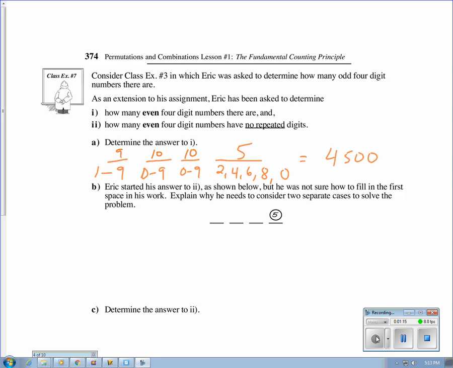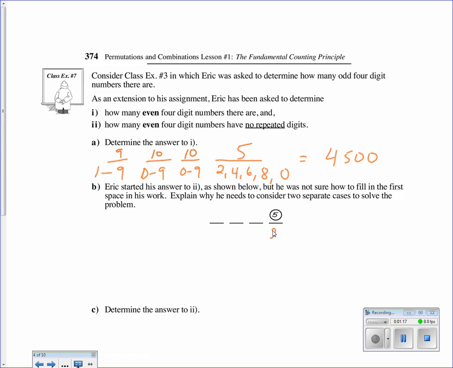But if I can have no repeated digits, what does that mean? That means that my end is still the same. I can have 2, 4, 6, 8, or 0. So that's 5 different choices. I still can't have a 0 at the beginning. But let's assume that that 2 was chosen there. So I can have 1 and then 3 through 9. How many choices is that?